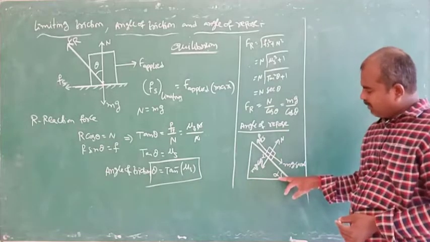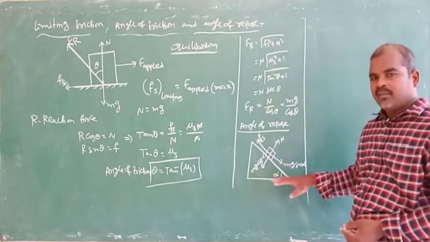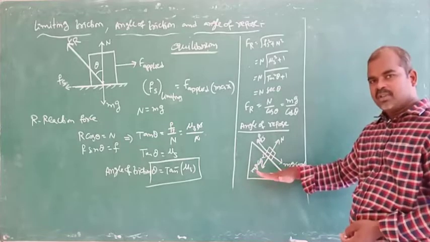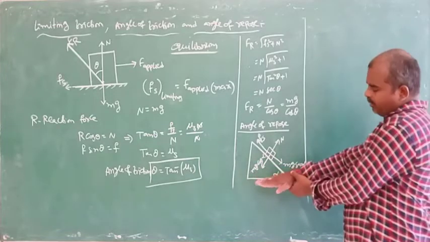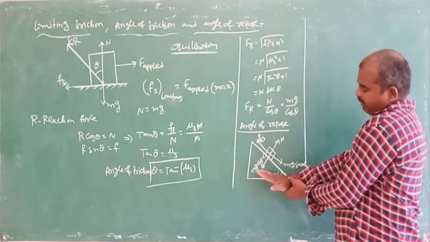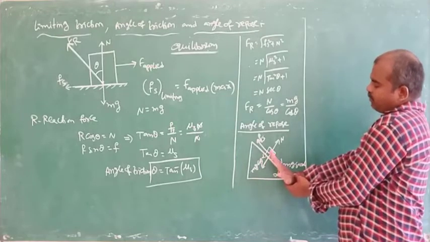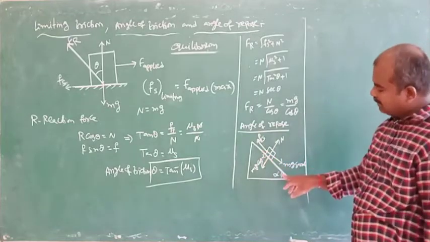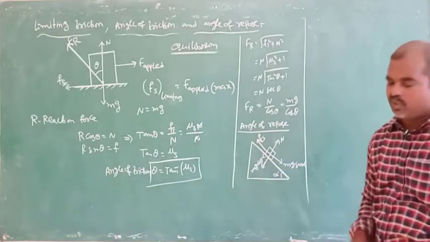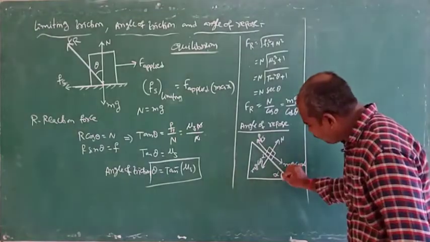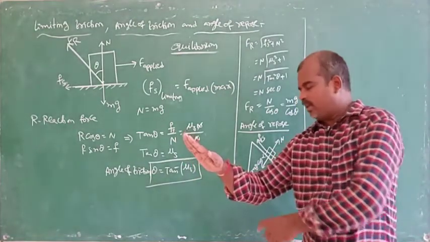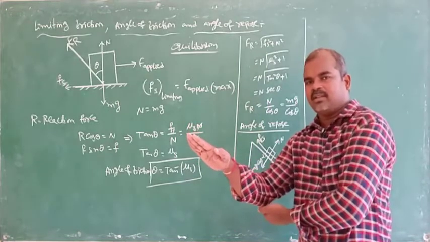Suppose the angle of inclination is theta. When we increase the angle of inclination, whenever the object is just ready to move on the surface, that angle of inclination we call the angle of repose. Now suppose you first place the inclined plane like this, making an angle theta.